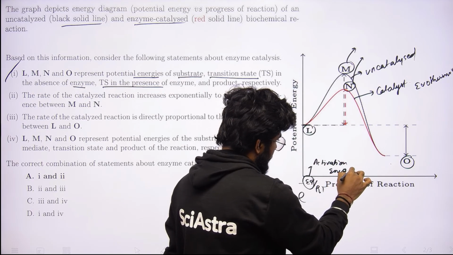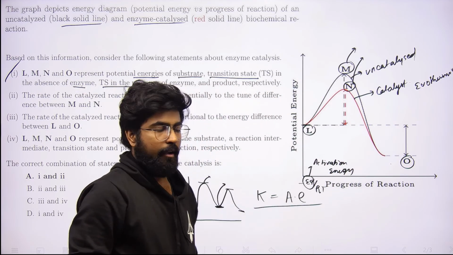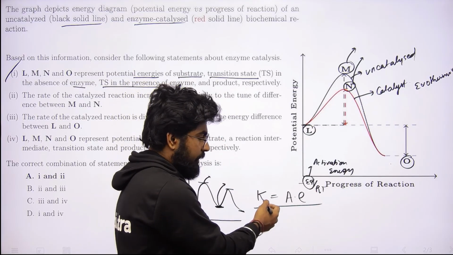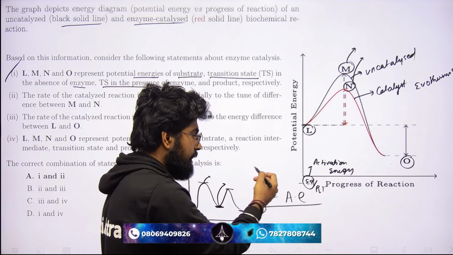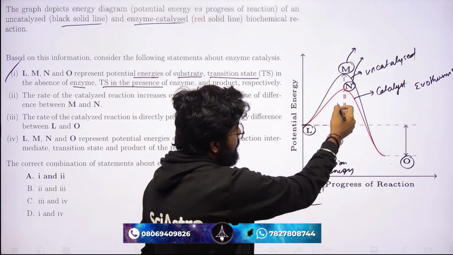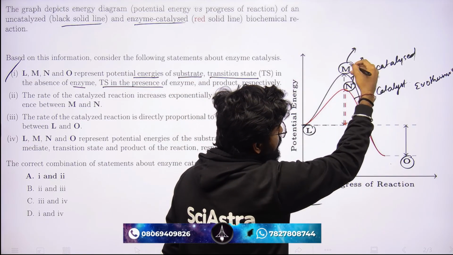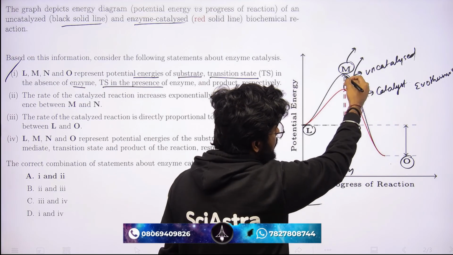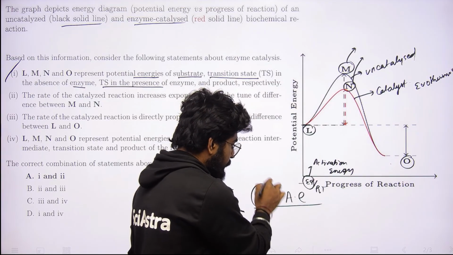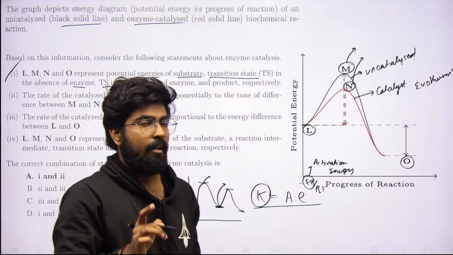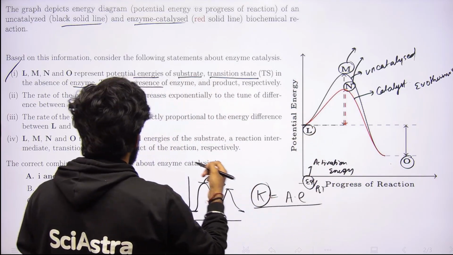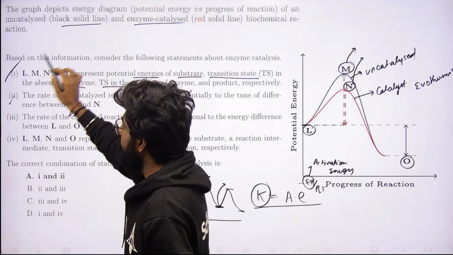Now we know that this is an exponential relation, and any change in the activation energy will cause a significant alteration of the rate constant in an exponential manner. Similarly, the rate of reaction will change in a similar way, right? So as we move from uncatalyzed to the catalyzed format for this particular reaction, a significant amount of Ea is getting reduced. This means that your rate constant will increase, and since the relation between K and Ea is exponential, the change will be an exponential increase, right? So this point is also true.